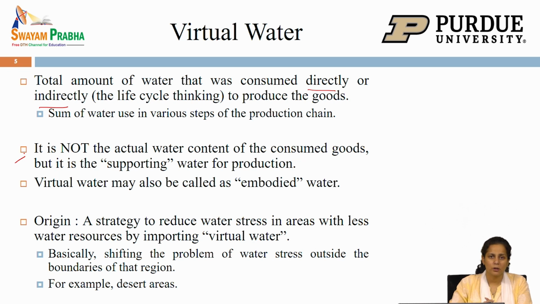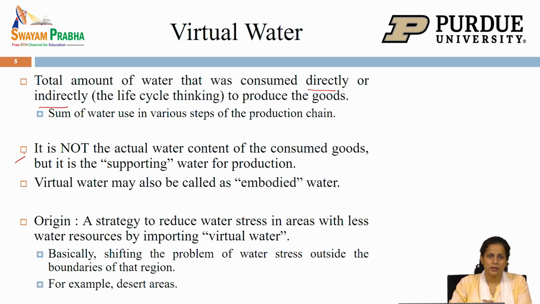Any product, if you think about a biomass product, there will be some inherent moisture in that. That water content is different than the virtual water of that biomass, because the virtual water is the life cycle consumption of water to produce that biomass, and that supports the upstream and downstream processes. Virtual water hence can also be called embodied water.